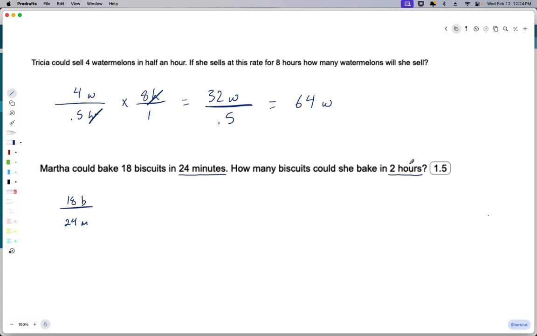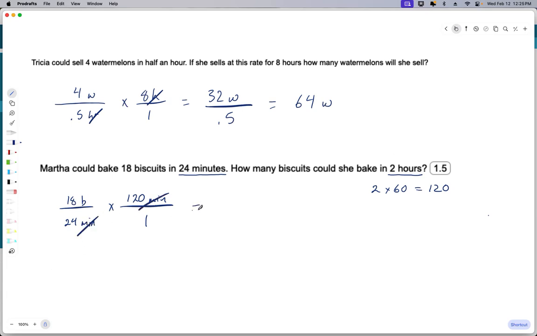And it's a lot easier to convert hours to minutes than it is to convert 24 minutes into an hour because it's less than an hour. So you've got to use a little common sense whenever you're looking at these problems. So I'm going to convert 2 hours into minutes. How many minutes are in 1 hour? 60. So I've got 2 times 60, that equals 120. So that means I've got 120 minutes. And I'm putting that in the numerator because I want to cancel it, right?